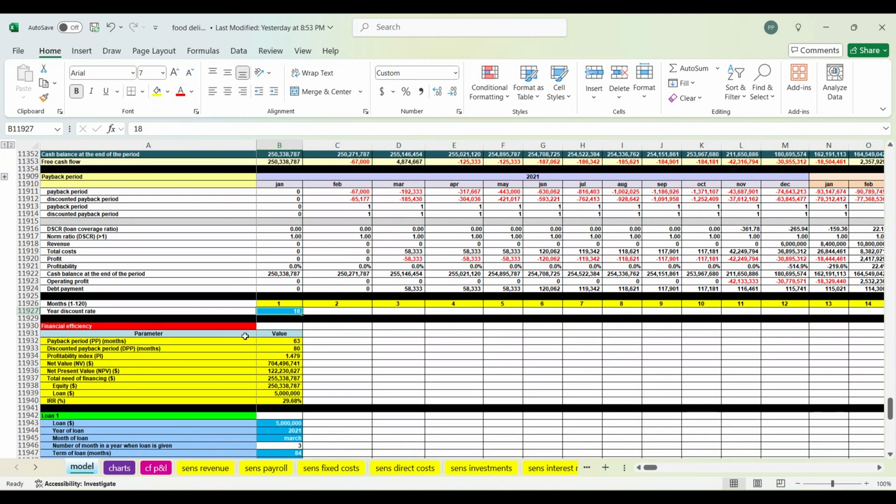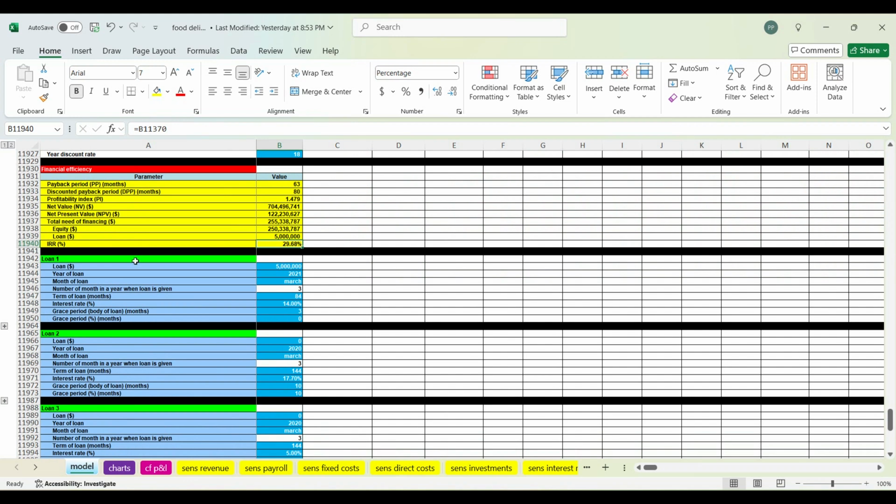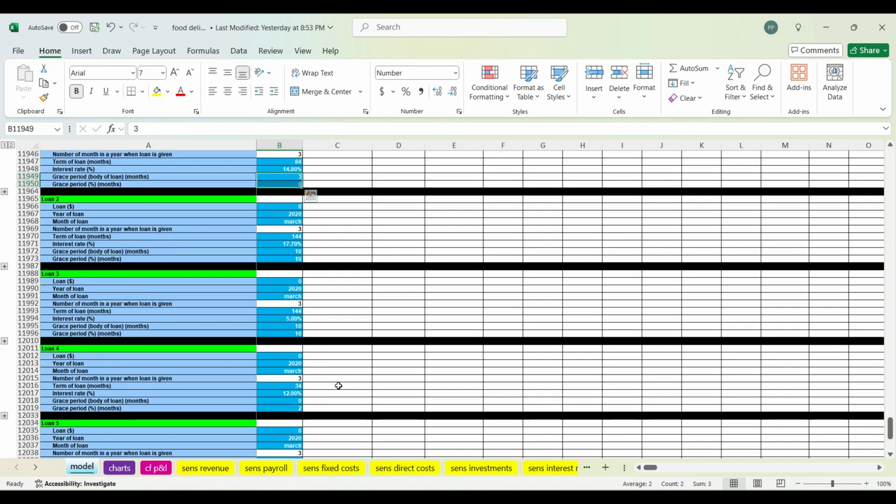Next table is very important. It shows financials for the current scenario. Simple and discounted payback periods, profitability index, net income, net present value, equity, loan, and total financing needed. And finally, internal rate of return. Then we have 6 blocks of inputs for the loans that we may get. Amount of loan, or when we get this loan, year and month. Term of loan in months. Interest rate, grace periods for principal and interest payments in months.